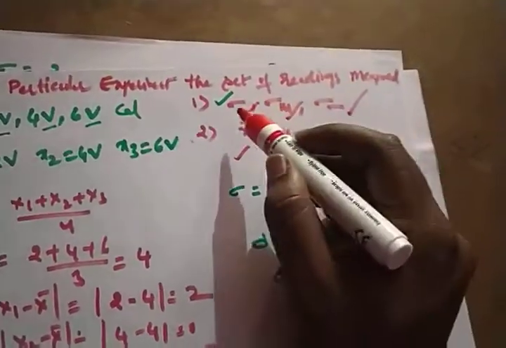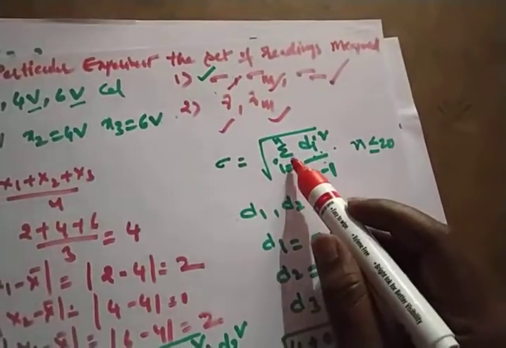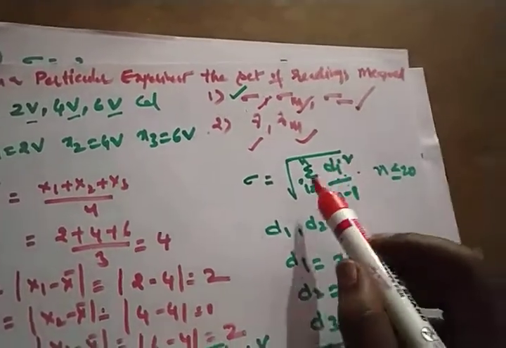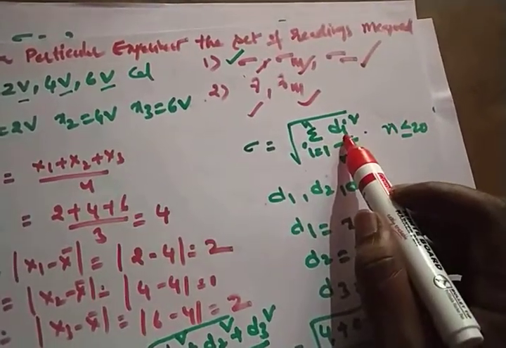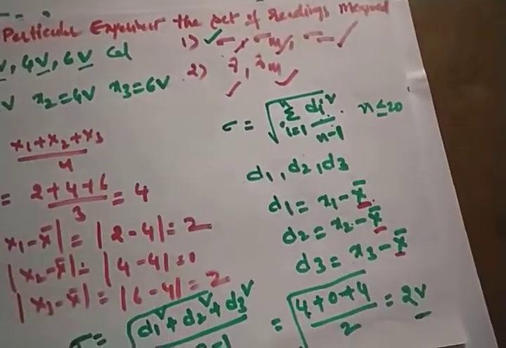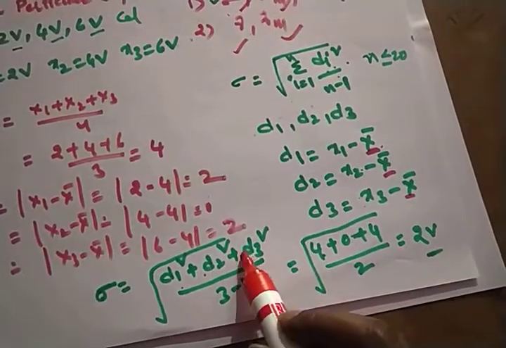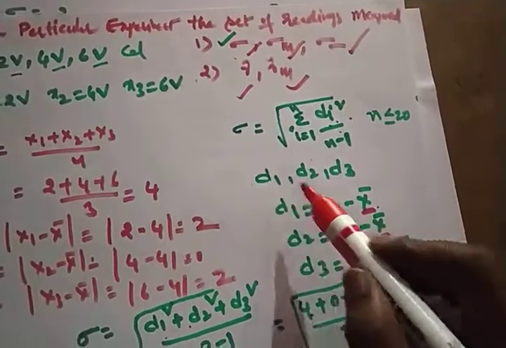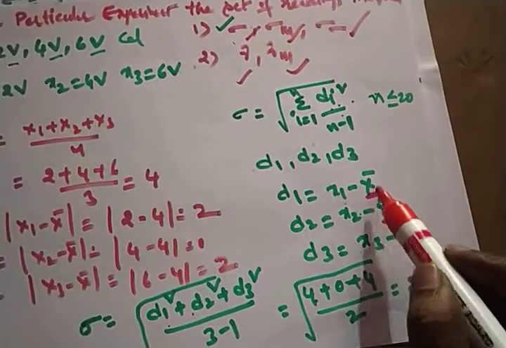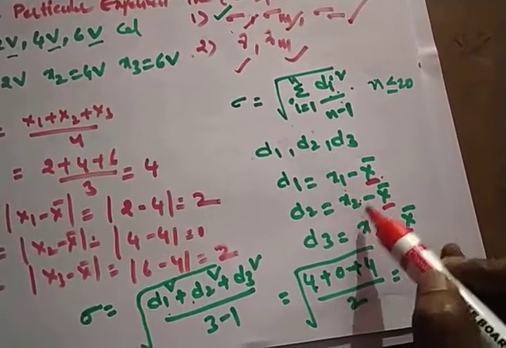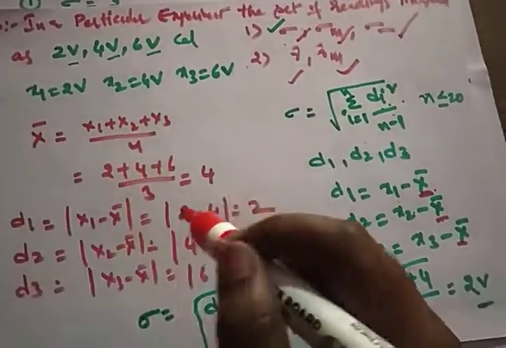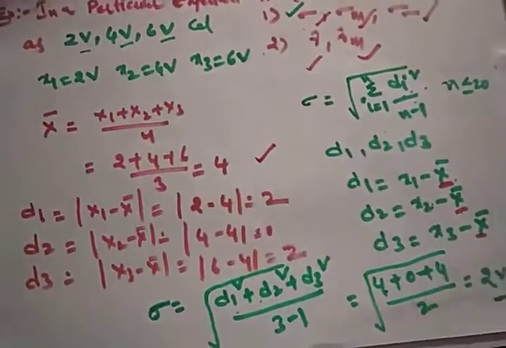What is the formula for standard deviation? Square root of the sum of di square by n minus 1, for i equal to 1. Here n is 3, which means i varies from 1 to 3. So the formula is d1 square plus d2 square plus d3 square, by n minus 1. To get d1 we need x1 minus x bar. You know x1, x2, but you don't know the mean value x bar, so first you have to calculate x bar.